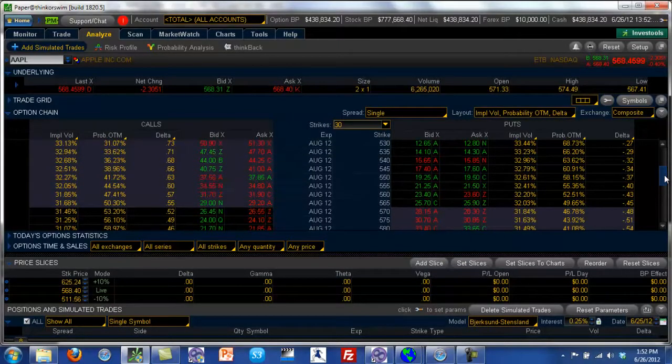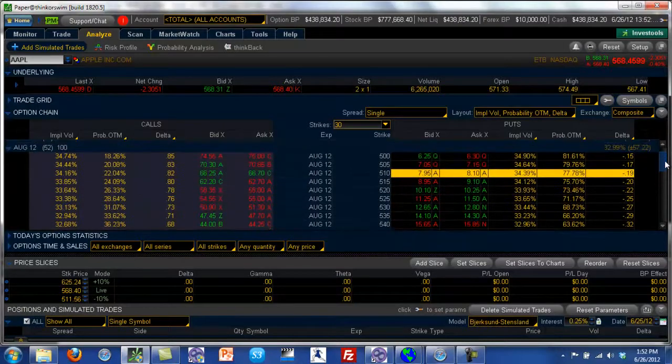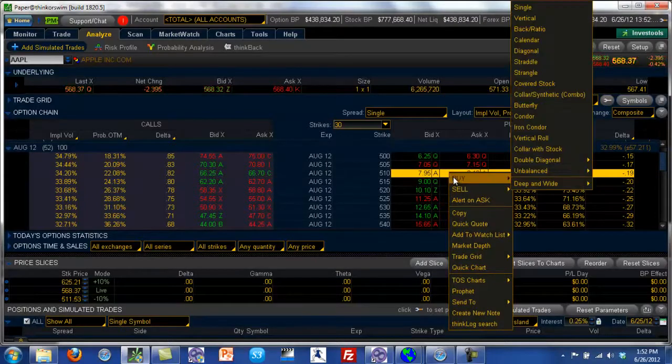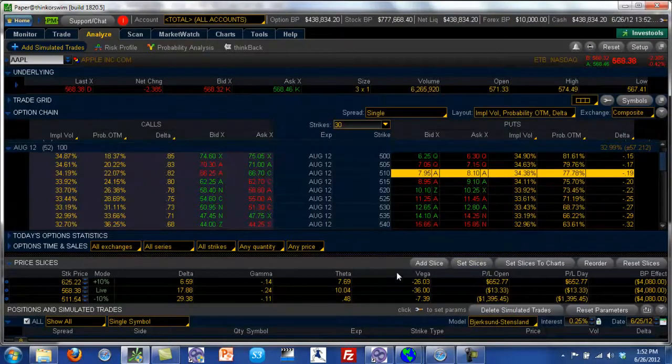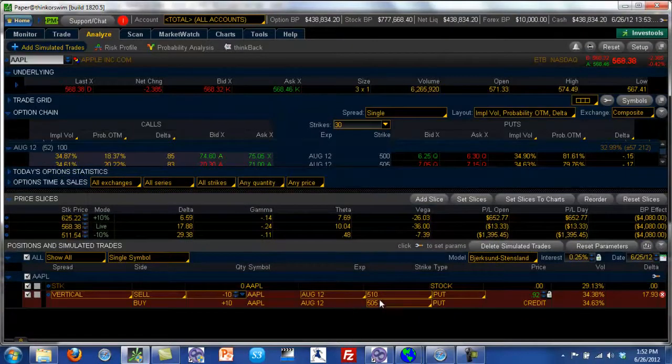That's module 4. So let's say we're looking at Apple and we want to construct a credit spread by selling the 510 and buying the 500. So the way we do that is we sell a vertical, and this is a vertical bull put spread. And what we'll do is I'll change the strike price from 505 to 500. So we are selling 10 contracts of the 510 and buying 10 contracts of the 500. So the net result is that we get a credit of $1.77 per share.